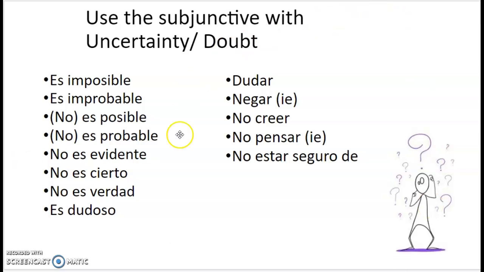Then over here, we have our verbs that are going to indicate doubt or uncertainty. So dudar is to doubt, negar is to deny, no creer, to not believe, no pensar, to not think, and no estar seguro de, to not be sure of. Now, if you're a girl and you wanted to say, I'm not sure, you would say no estoy segura de. Okay, so make sure we keep our adjectives agreeing.